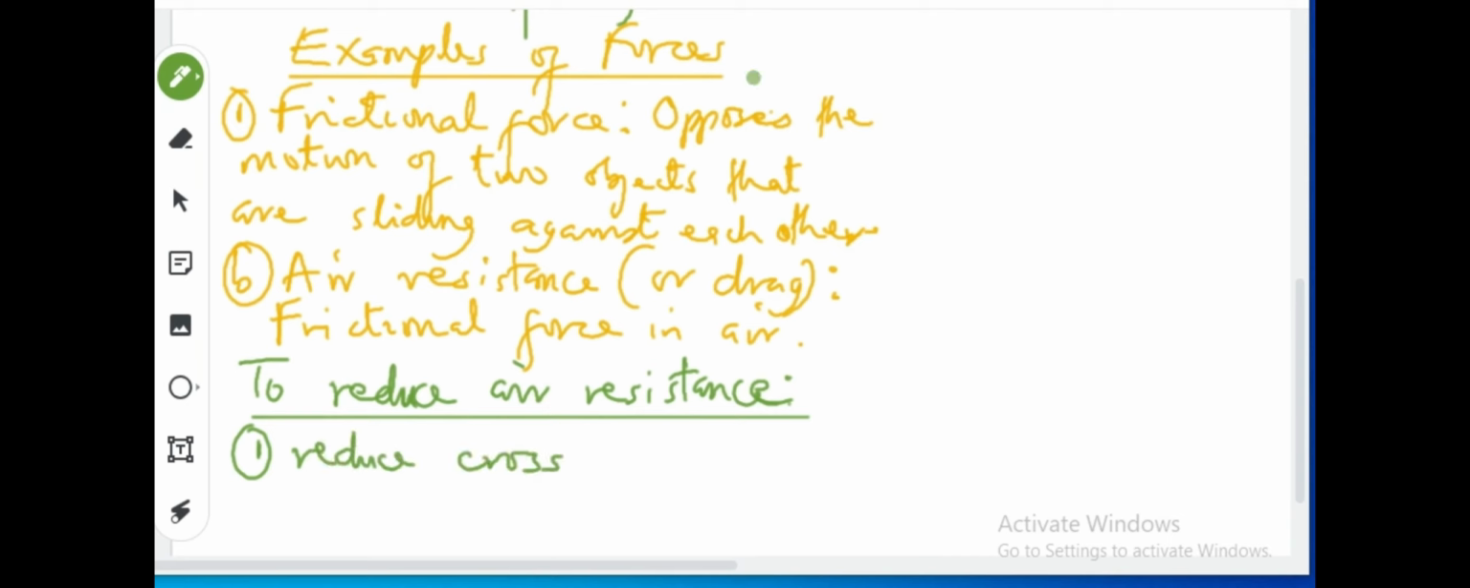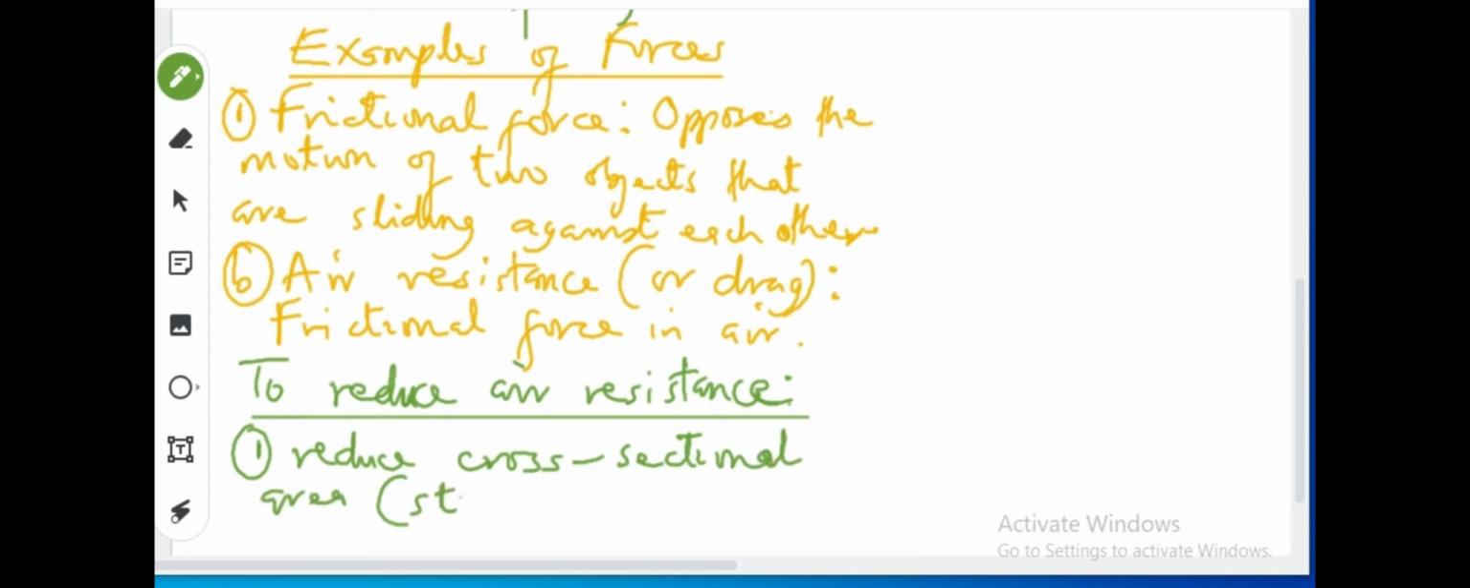In other words, it makes the stuff pointed so that it can glide easily through the air, isn't it? Yeah. That's called streamlining, like the way the bodies of aeroplanes and birds are naturally designed. So to reduce cross-sectional area, what you call streamlining, right?